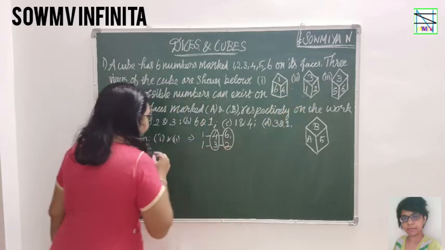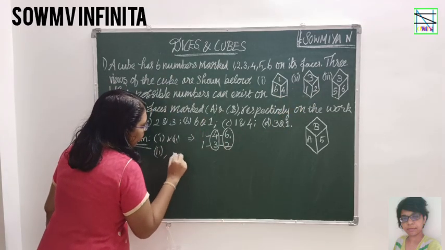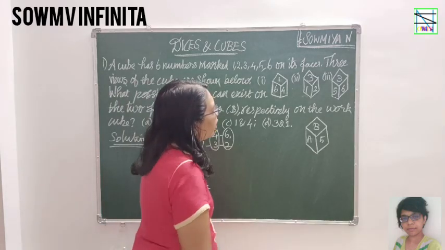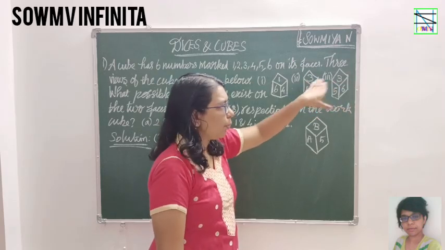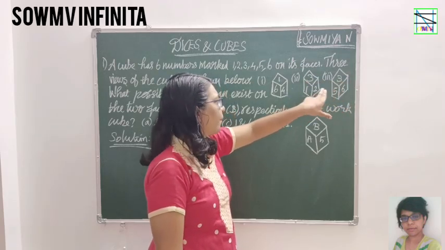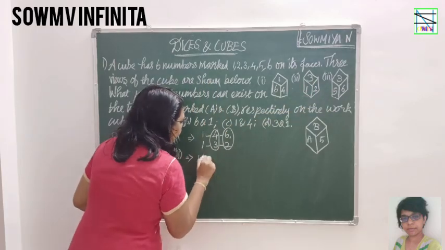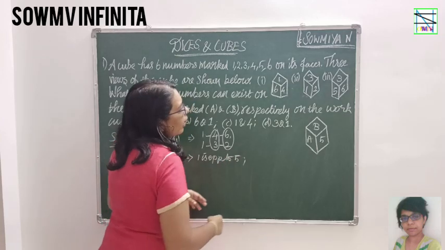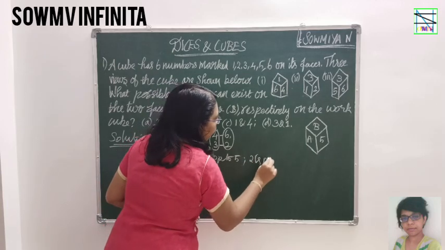From 2 to 3, from the dice 2 to 3. Here 3 is placed in the same position at 2 dice, 2 cubes. Okay. Then 1 is opposite to 5. Then 2 is opposite to 6.